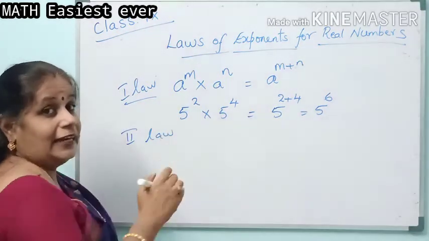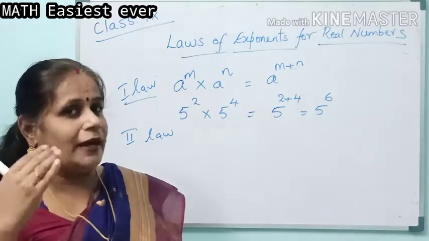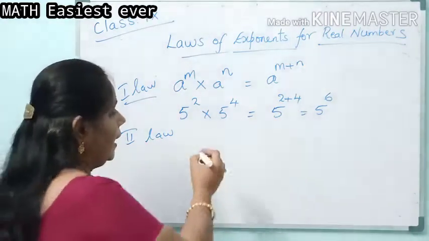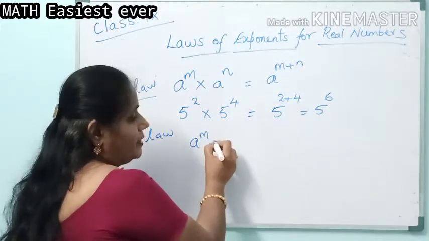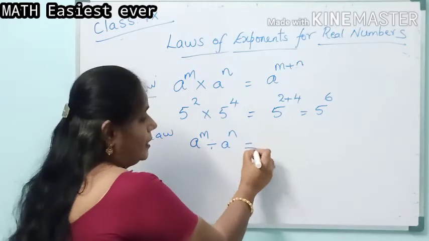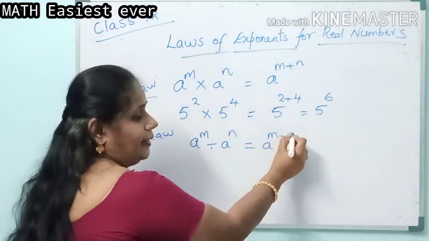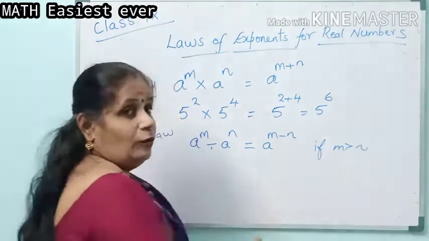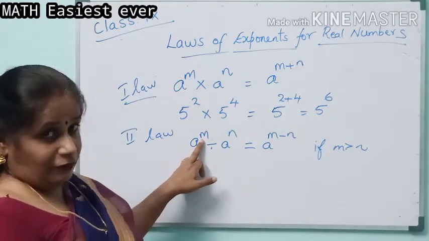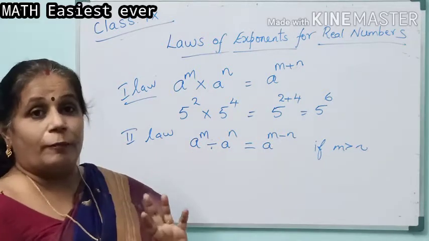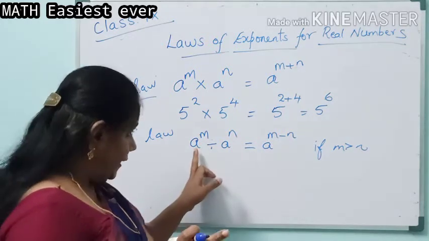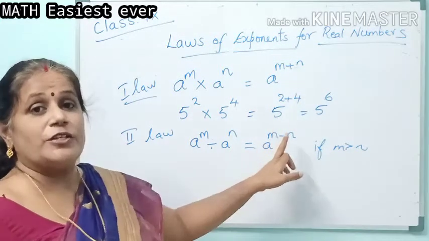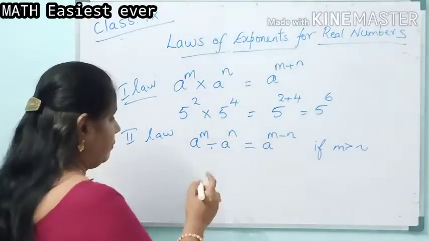Second law states that a raised to m divided by a raised to n is equal to a raised to m minus n. Okay, I'll write that. And you have a condition, if m is greater than n. What does it mean? The power of this number should be greater than the power of that number. So in that case, a raised to m divided by a raised to n will be a raised to m minus n.